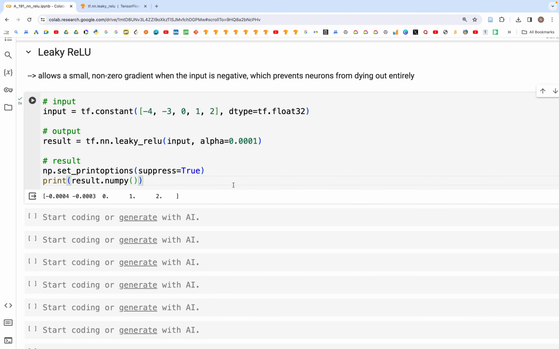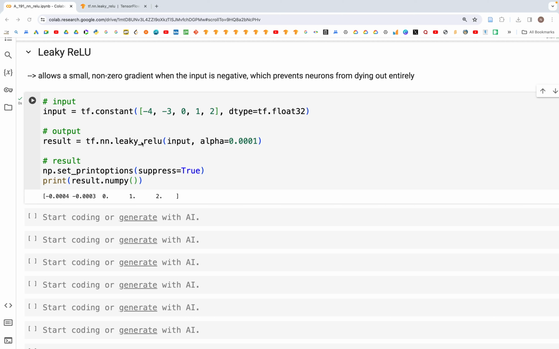In this video, we'll look at leaky ReLU. What this function would do is, instead of converting all the negative values to 0, it will convert them to a smaller non-zero value. Sorry, the smaller value is negative, but it's non-zero.